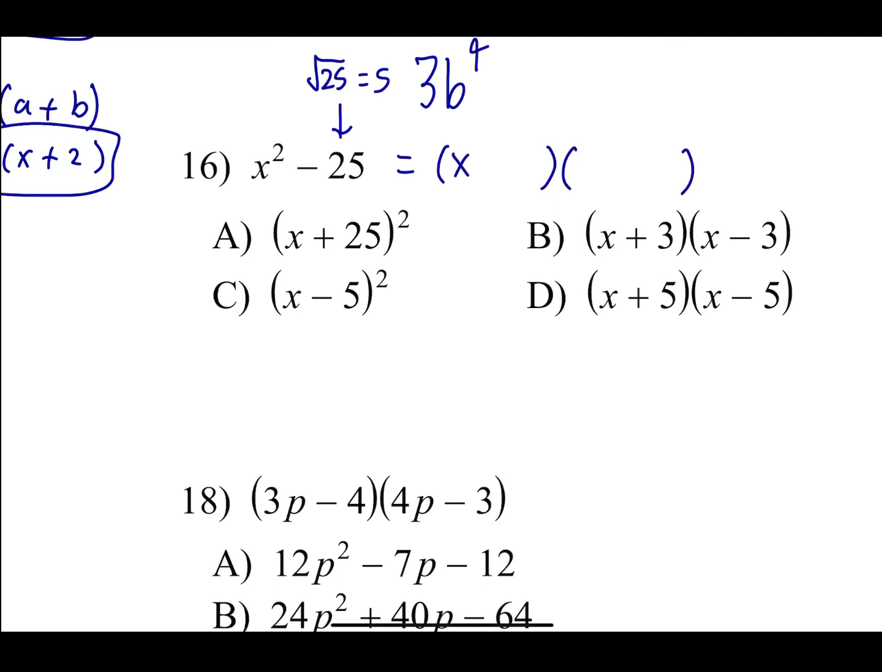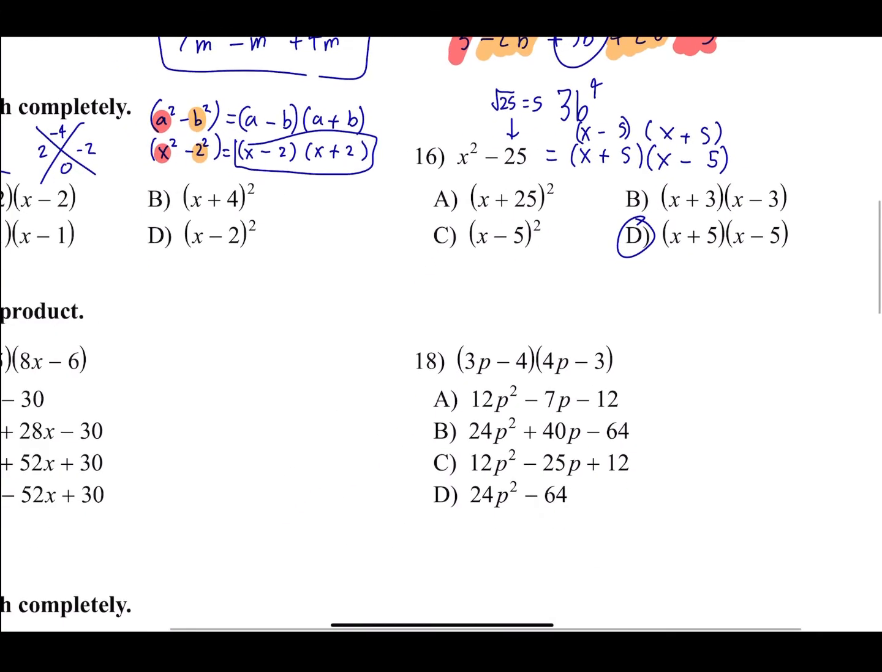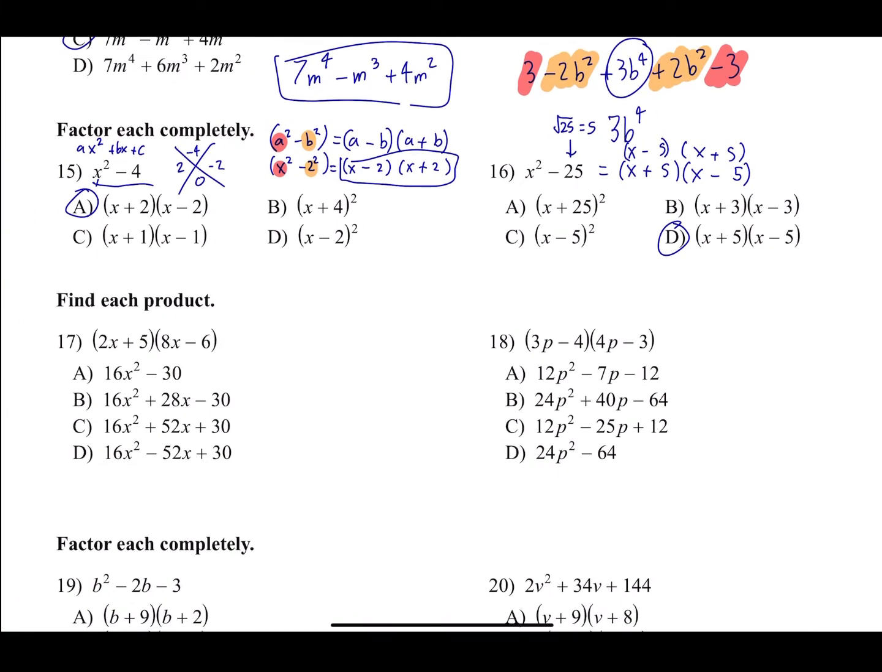A is x, b is 5, because 5 squared is 25, and make one of them plus, one of them minus, in any order. Because I could write it as x minus 5, x plus 5, and these are the same as well. And no matter what, we get d. So recognizing difference of two squares, recognizing a perfect square, makes your life a lot faster and easier.